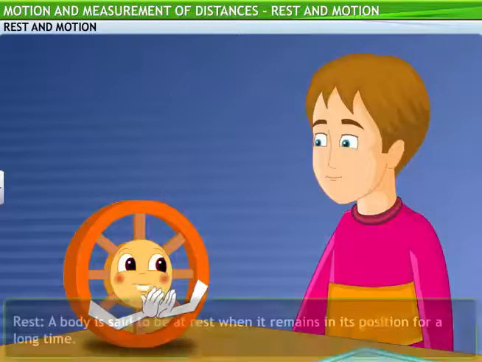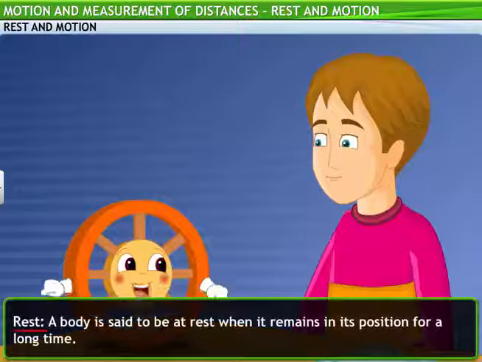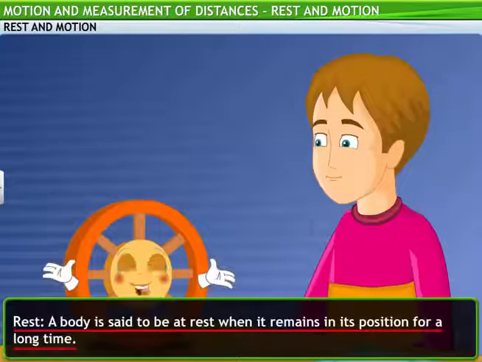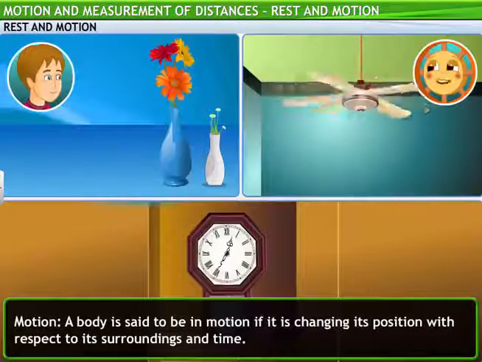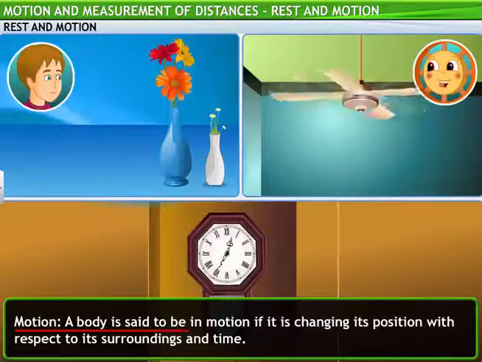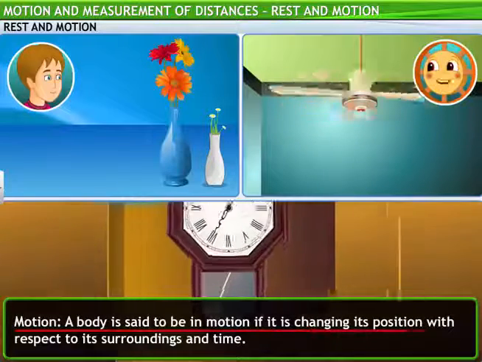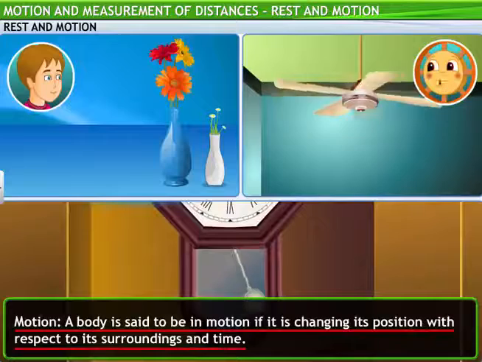Very good examples, Billy. A body is said to be at rest when it remains in its position for a long time. On the other hand, a body is said to be in motion if it changes its position with respect to its surroundings and time.